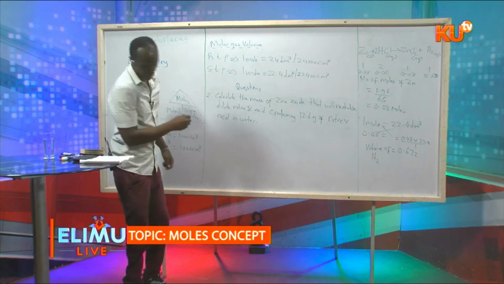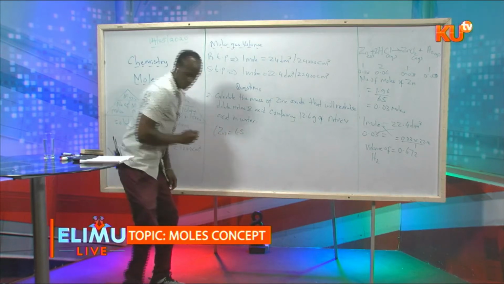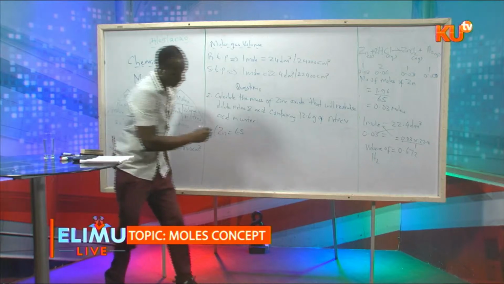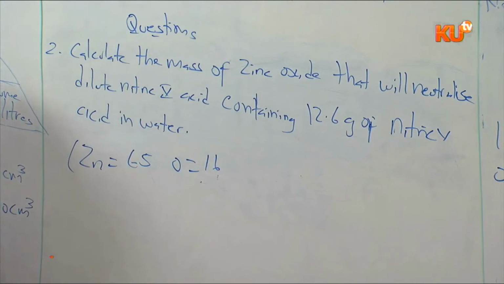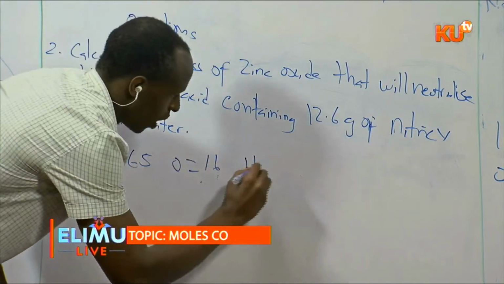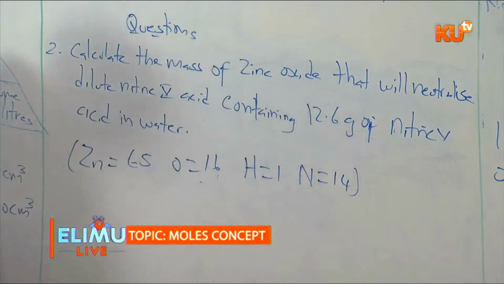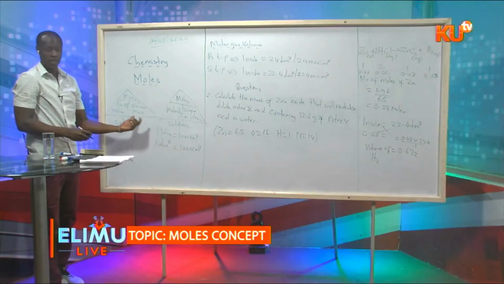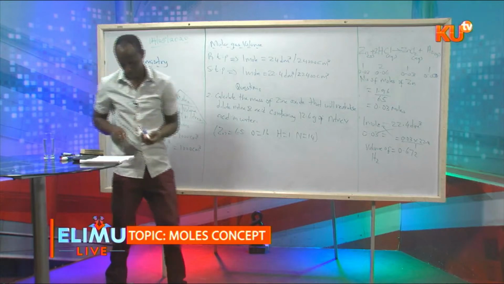Then you have been given the RAM. For zinc, you have been told it is 65. For oxygen, 16. For hydrogen it is 1, and nitrogen is 14. So it means you have to use the molar mass. Remember, molar mass is one of the formulas. It's involved in the formula, so that's why you have been given the RAM.